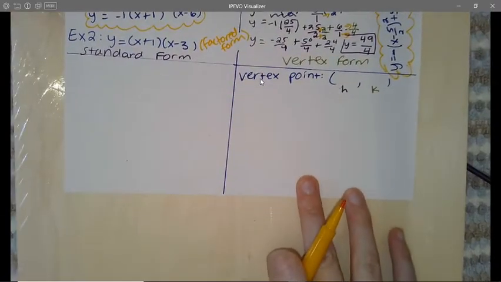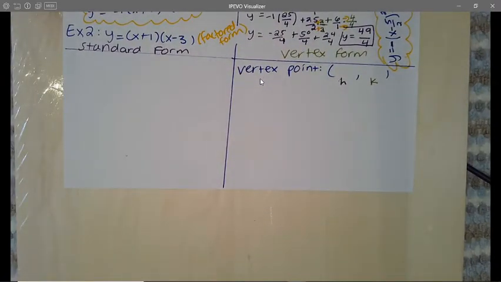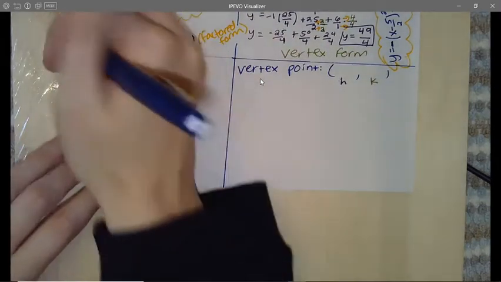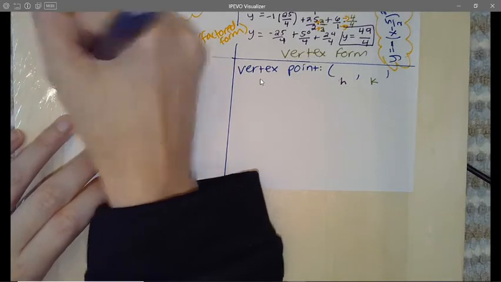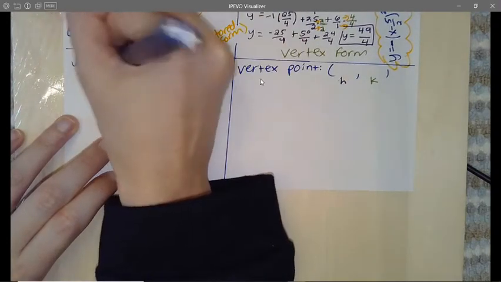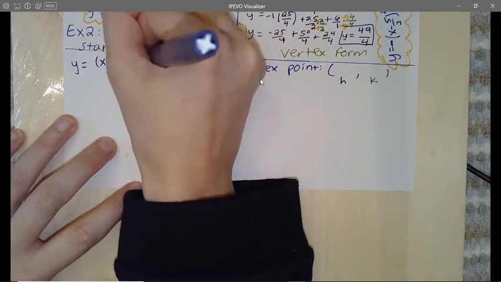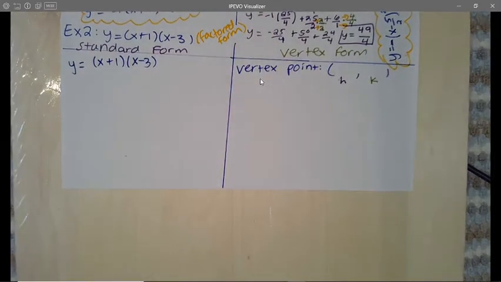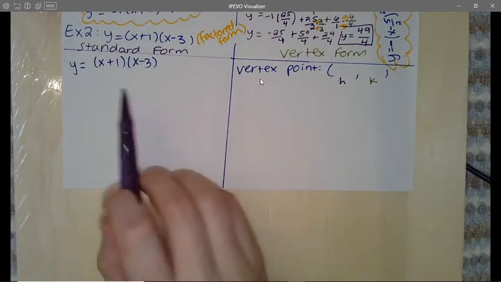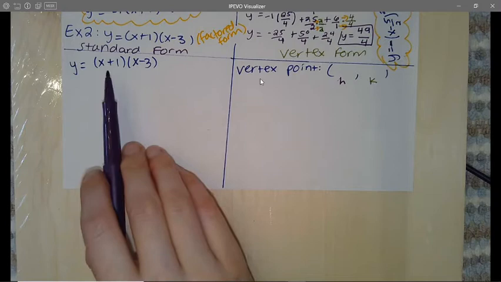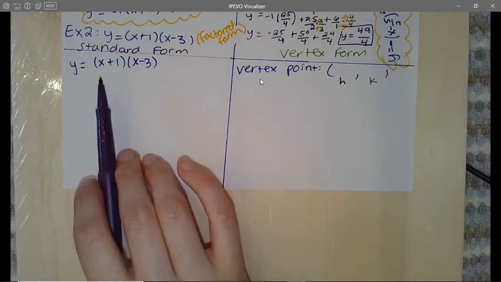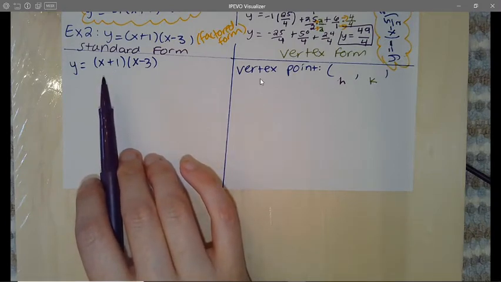Okay, well, let's get going, you guys. So in example 2, let's get started. I'm going to rewrite factored form under standard form real quickly. So you have (x plus 1) times (x minus 3). Now, do you guys remember how you get something like this to look like standard form, ax squared plus bx plus c?